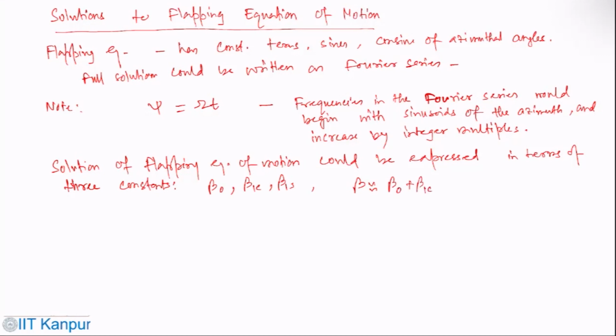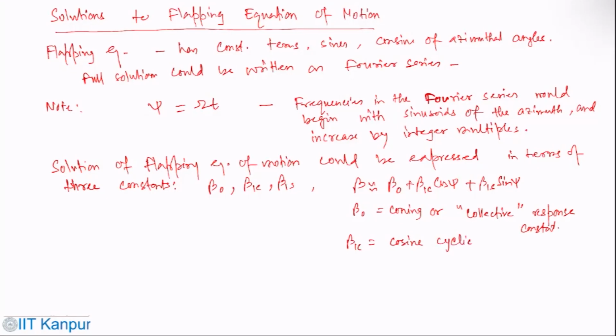beta naught plus beta 1c cos psi plus beta 1s sin psi, where beta naught is the coning or collective response constant, beta 1c is the cosine cyclic response constant, and beta 1s is the sine cyclic response constant. Okay.